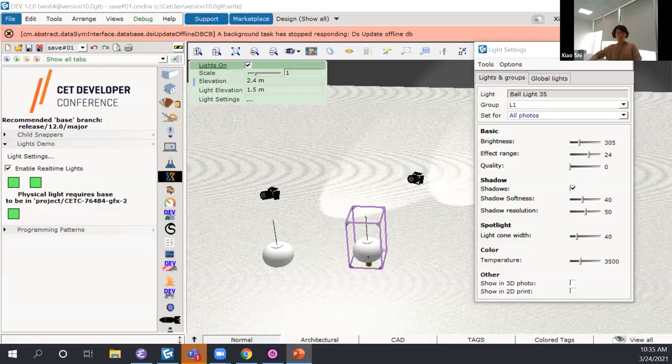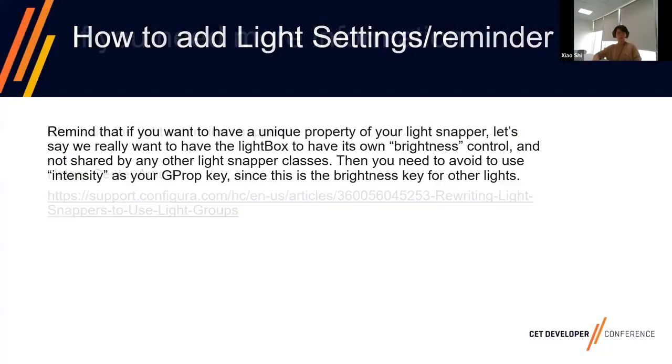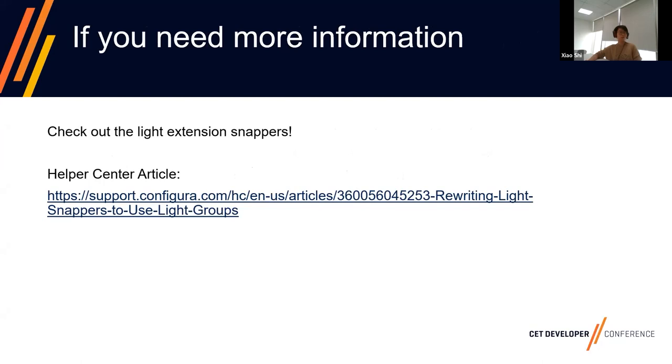And then let's go back to the slide. If you want more information, there are extensive examples in the light extension snappers. They have much more complicated settings built in there. And also, there's a great article in the Help Center that basically takes the spotlight snapper and introduces how to write snappers to use the light groups. So you can check that out as well.